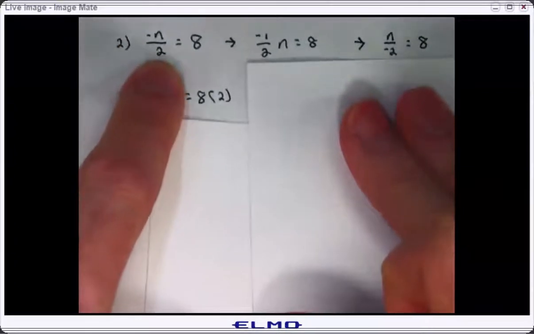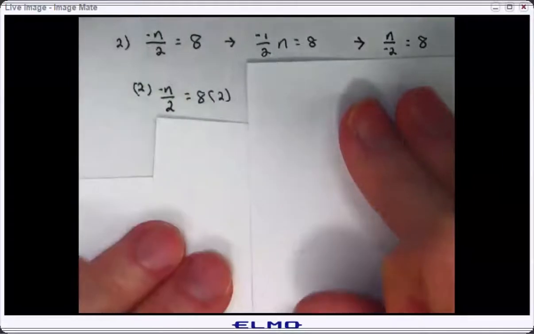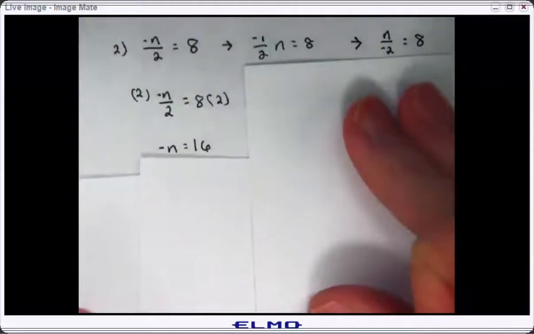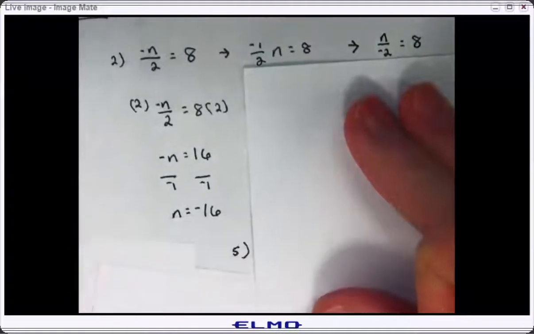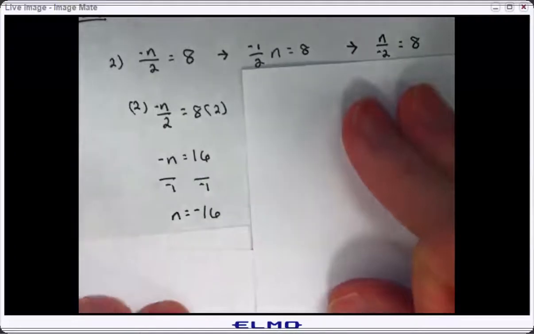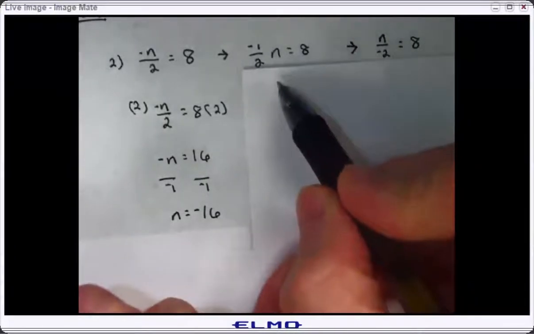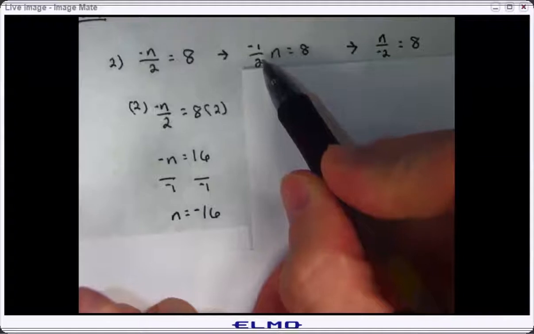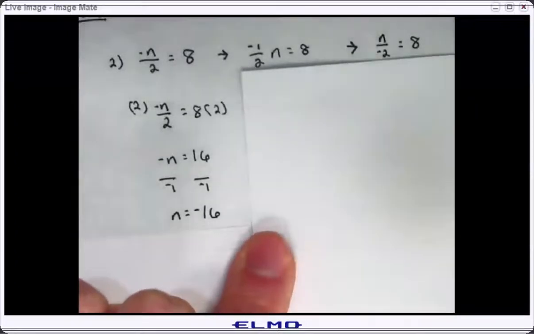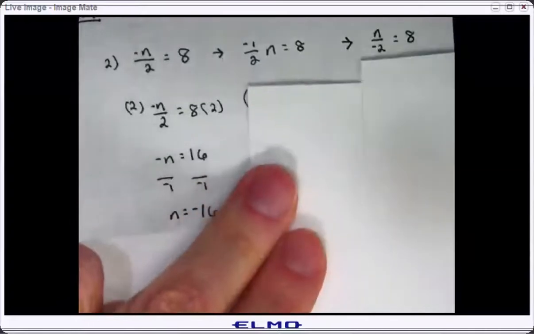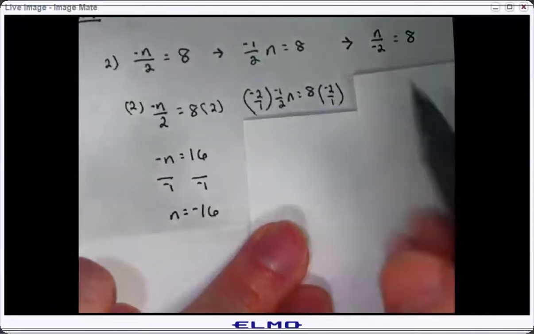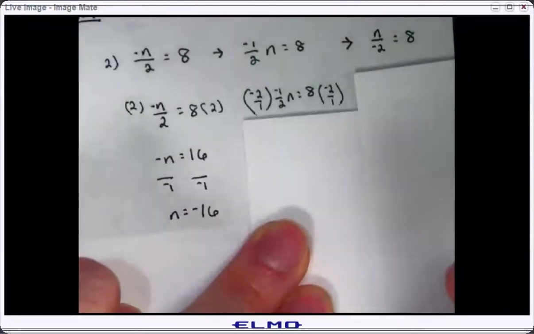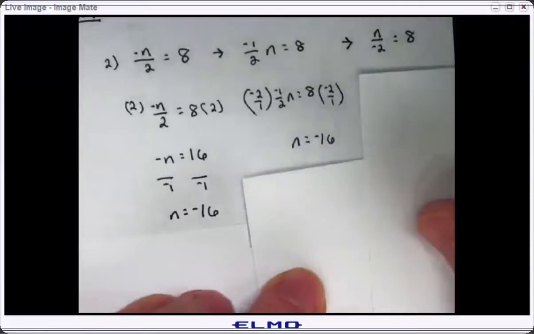I have 2 steps. I have to get rid of divided by 2 by multiplying both sides by 2. Then I still have to get rid of times negative 1 by dividing by negative 1, and your answer is negative 16. If I look at it this way, I'm going to say to get rid of times negative 1/2, I multiply both sides by the reciprocal. If I multiply both sides by the reciprocal, which is negative 2, on the left side, they cancel out because they're reciprocals, and on the right side, 8 times negative 2 is negative 16.